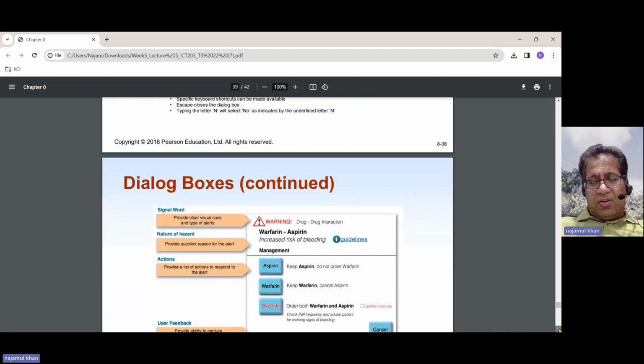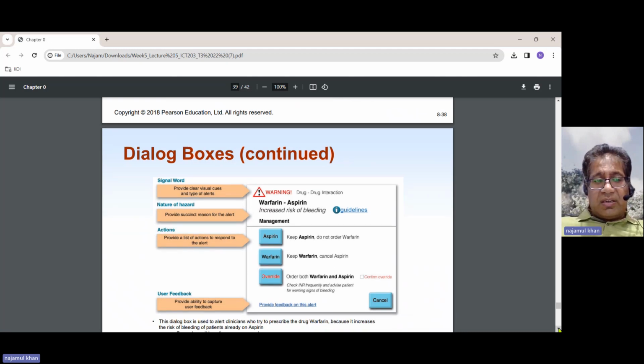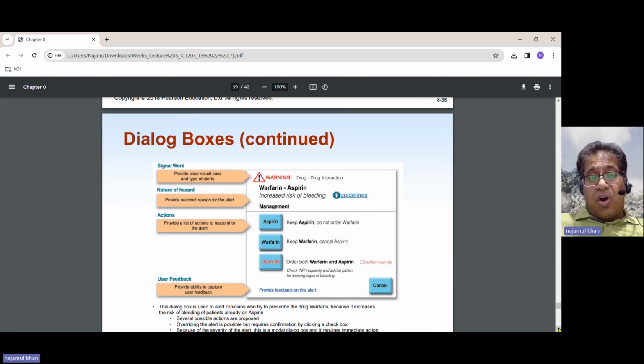When somebody formulates dialog boxes, their design is important. You use a signal word, nature of hazard, actions, user feedback. This is also important. Once again, this is the job of a designer, to design this dialog box which contains a message. It's kind of a warning message anyway.